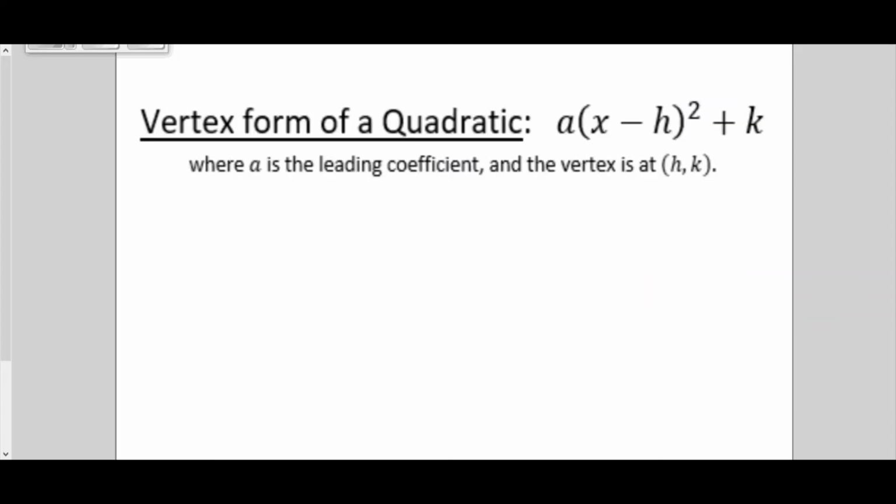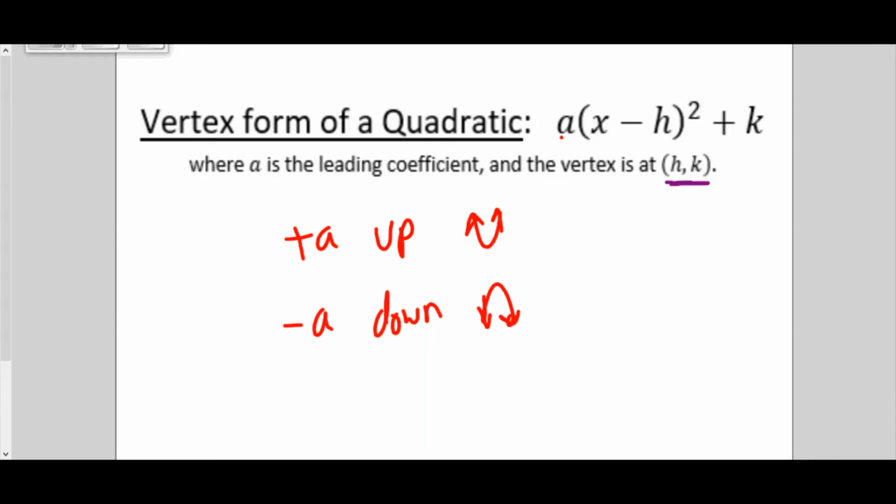So the next form is the vertex form of a quadratic. So the vertex form of a quadratic is a times x minus h squared plus k. And in this form, the vertex is h comma k. But the same is going to be true. Plus a opens the graph up. Minus a, the graph opens down, like that. So we can still use this value of a to determine which way our graph opens.